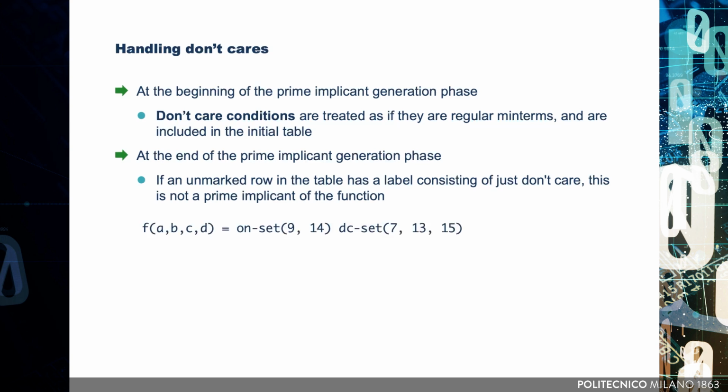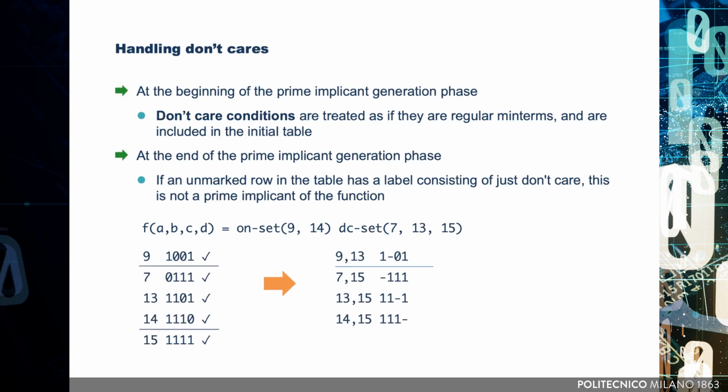Let's take an example. Consider a function with onset including 9 and 14, and don't care set including 7, 13, and 15. We proceed with the prime implicant generation phase. At the end of the process, all entries in the second table are unmarked. Now let's analyze them one by one. For the row 9, 13, since 9 is part of the onset, this implicant is retained and we assign it the label P1. For the row 14, 15, 14 belongs to the onset, so we assign it the label P2.